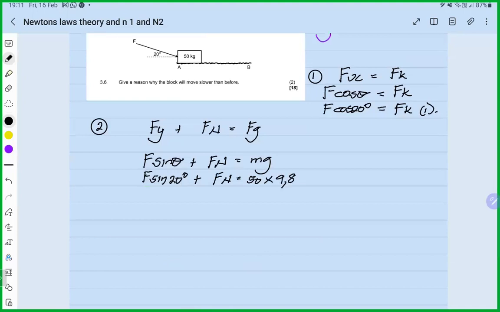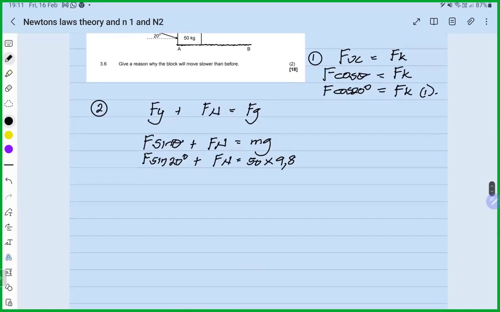I shouldn't have started with this question. It's actually a pretty nasty one, eh? Probably scare some of you away. All right, coming back here. That's going to be F sine 20 plus your normal is equal to 49.